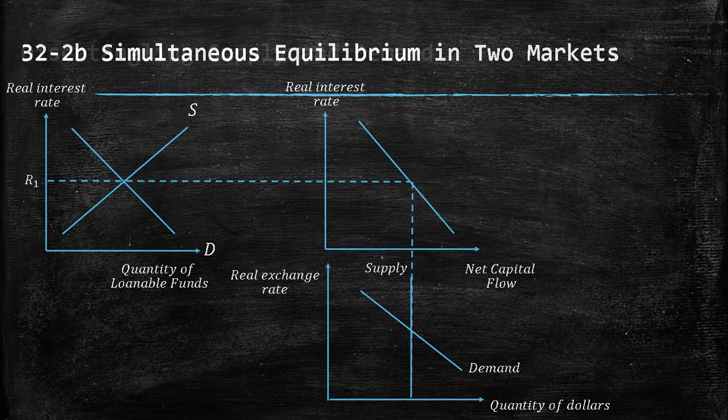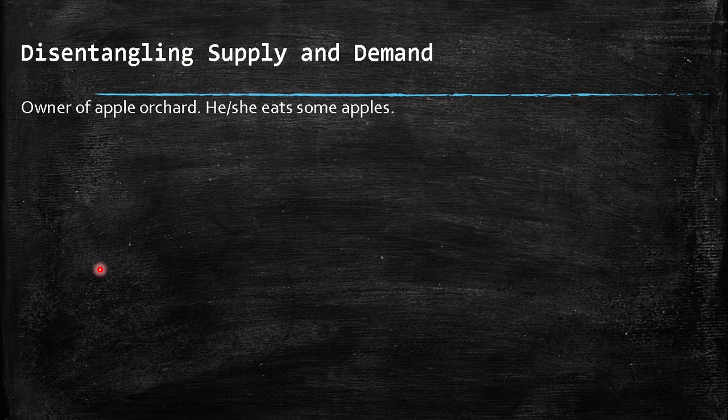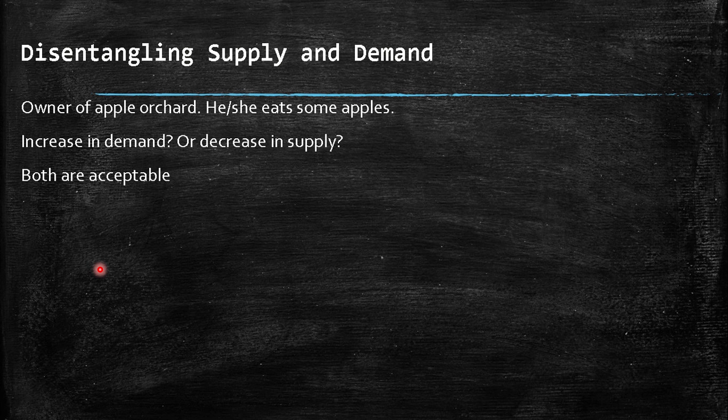Okay, then, well, imagine the situation of an owner of an apple orchard. So he or she eats some apples. So then we can think, is that an increase in demand or a decrease in supply? So both are acceptable. And why are we starting from that part?